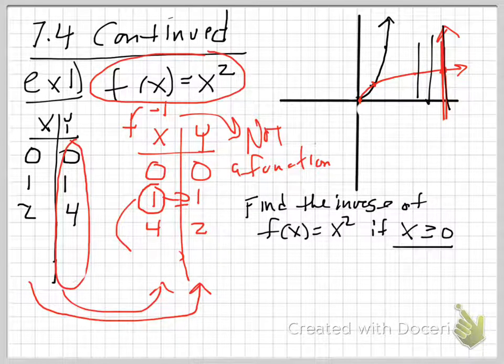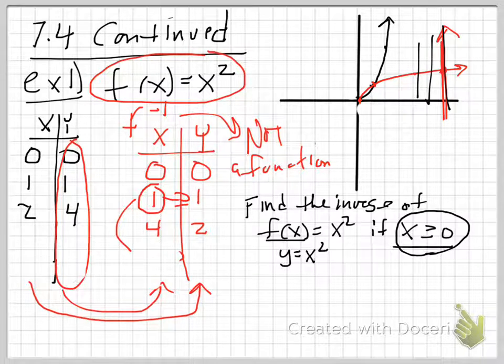We have to restrict the domain so that we don't run into this problem about the inverse being a function. So what you might do is just like what we did before. Remember, f of x is really just y, so I can write this as y equals x squared. To find the inverse, we switch the x and the y and get x equals y squared, and we can solve for y.